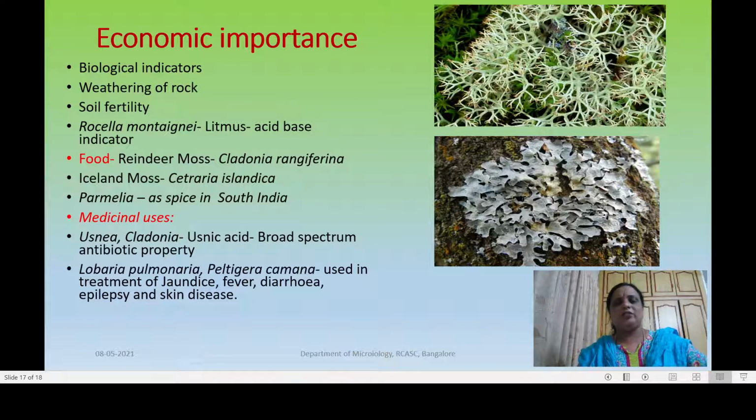Likewise, there are many species of lichens, and only a few I have listed out here. Still, a large amount of research should happen. Large numbers of research papers have also been published on the role of these lichens in medicine. For example, Usnea and Cladonia species produce usnic acid, which has a broad spectrum of antimicrobial activity. Likewise, we have Lobaria pulmonaria and Peltigera canina species. These are some of the lichens which have been extensively used in the treatment of jaundice, fever, diarrhea, epilepsy, and skin diseases.